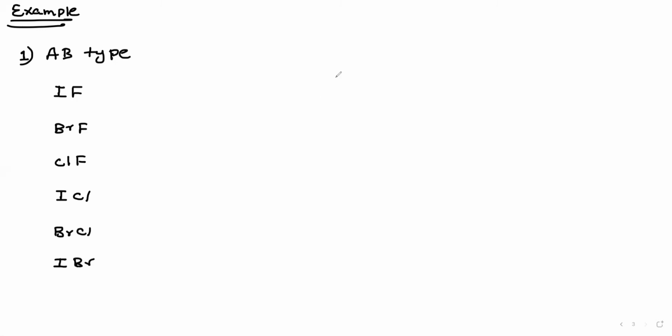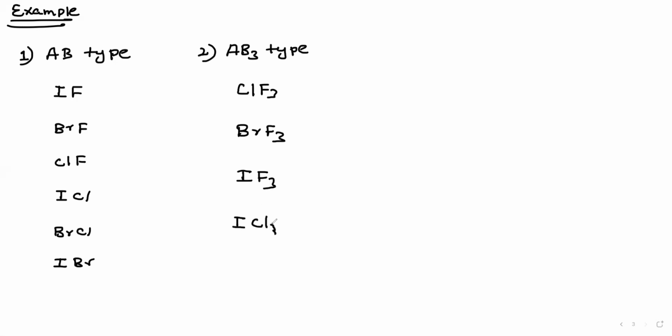Now the second one, AB3 type, not 2, right? AB3 type. Note the examples: ClF3, very important, then BrF3, then IF3, and the fourth one should be ICl3.